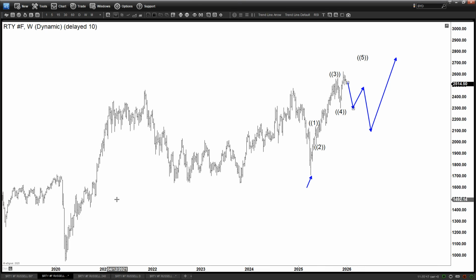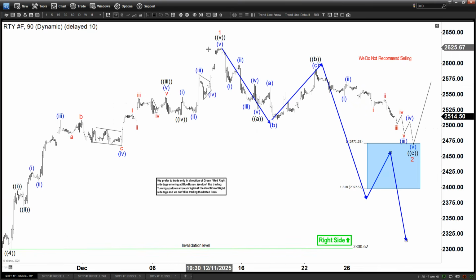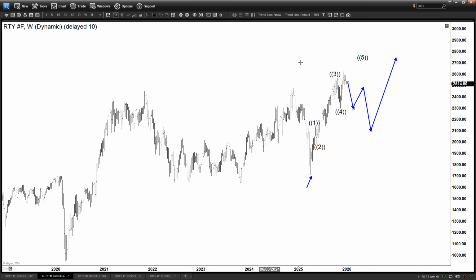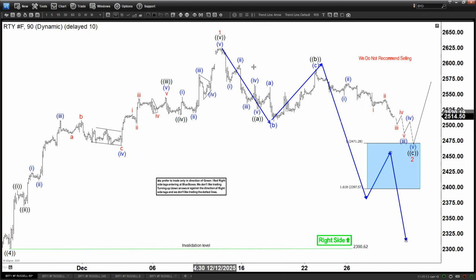Okay, so we are liking more upside. Even though we understand what the alternate is, we still like it higher, and so therefore we think this area here should find buyers again, 2471, 2397. Then from here we can either go to a new high or rally in 3 waves. Okay, so that's the idea for the Russell here, guys.